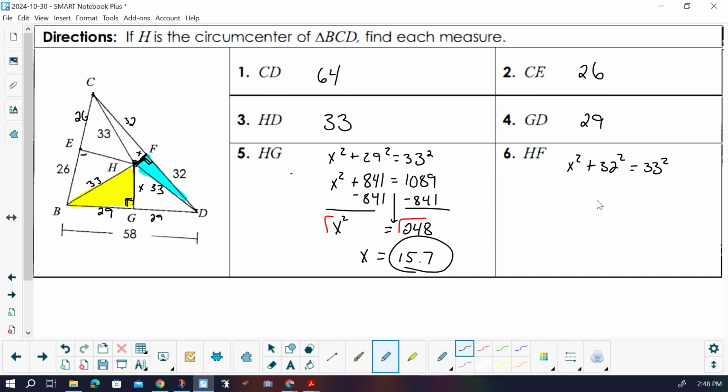Okay, so we're going to do x squared plus 32 squared, which is 1,024, equals 33 squared, which is 1,089. I'm going to subtract this 1,024 from both sides, and I get x squared equals 65. Square root of both sides, and I get x equals the square root of 65. If I round it off to the nearest tenth, it's 8.1. And there we have the answer to the first 6 questions on this assignment.